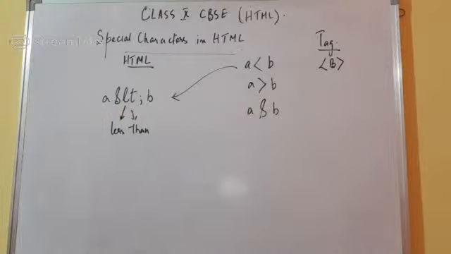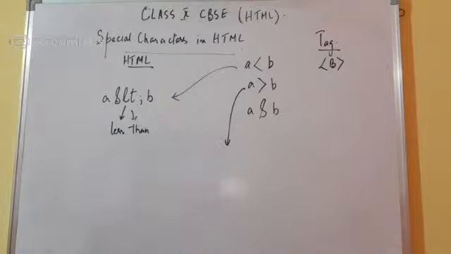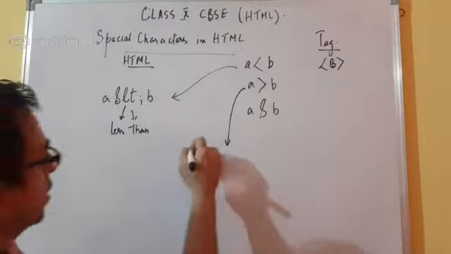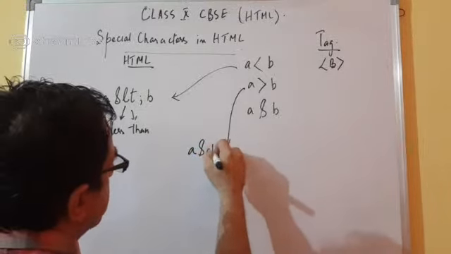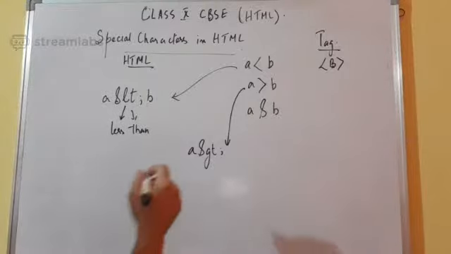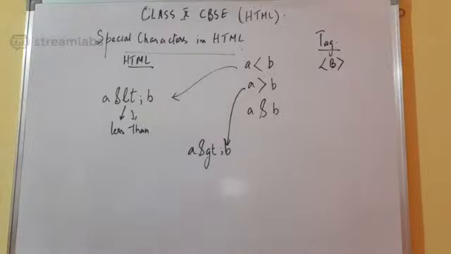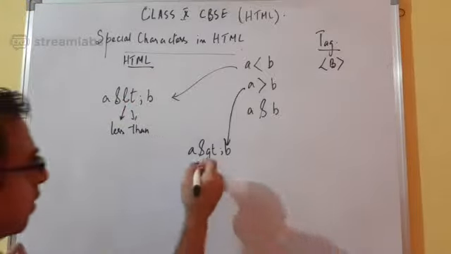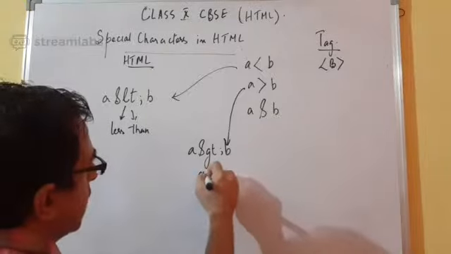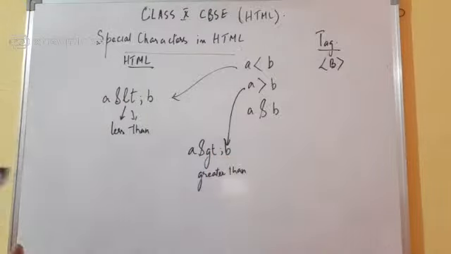And in the case of a greater than b, there's another special character: a, then ampersand GT, and then b. GT is similar to ampersand LT. These are also called escape sequences. G stands for greater and T stands for than, so this will be represented as greater than.